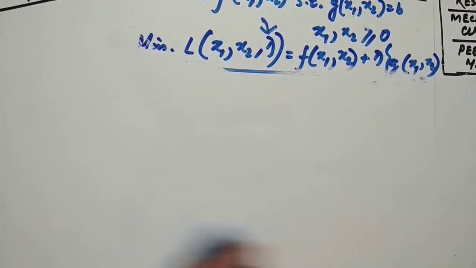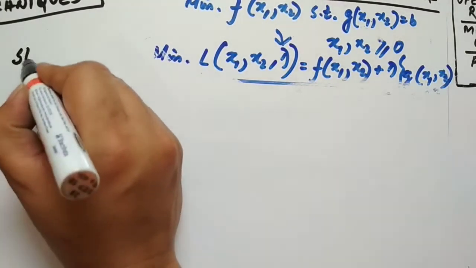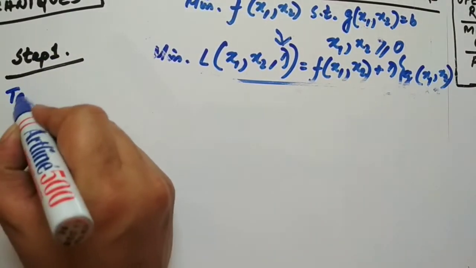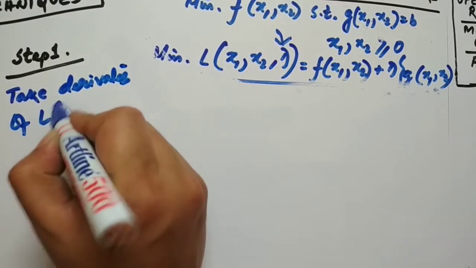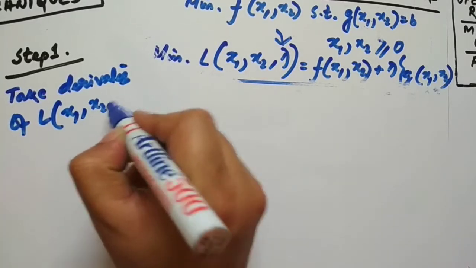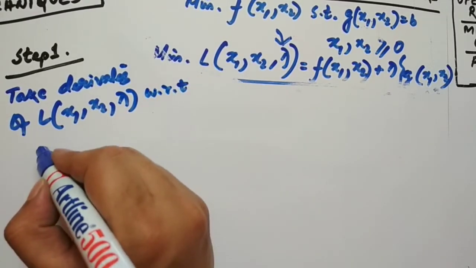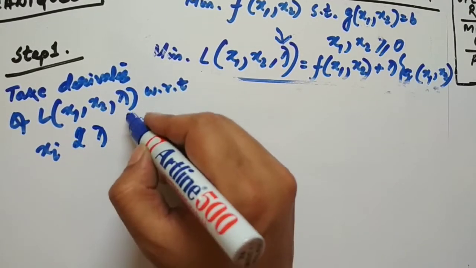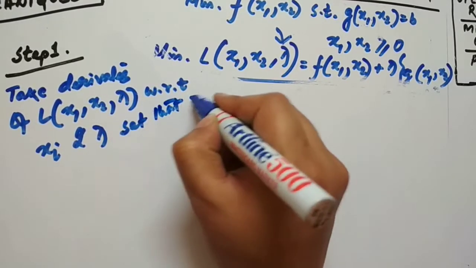Let's write step 1. I can write it as: step 1, take derivatives of L(x1, x2, lambda) with respect to xi, where i can be 1, 2, 3, 4, whatever, and lambda. Then set that equal to 0.